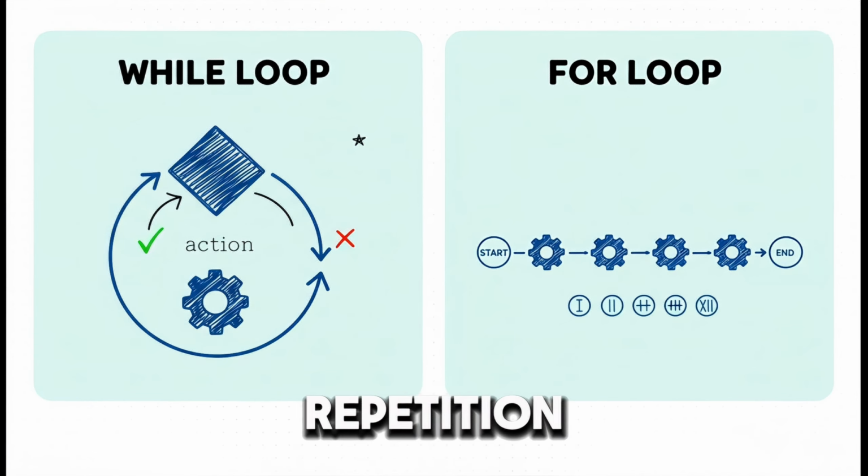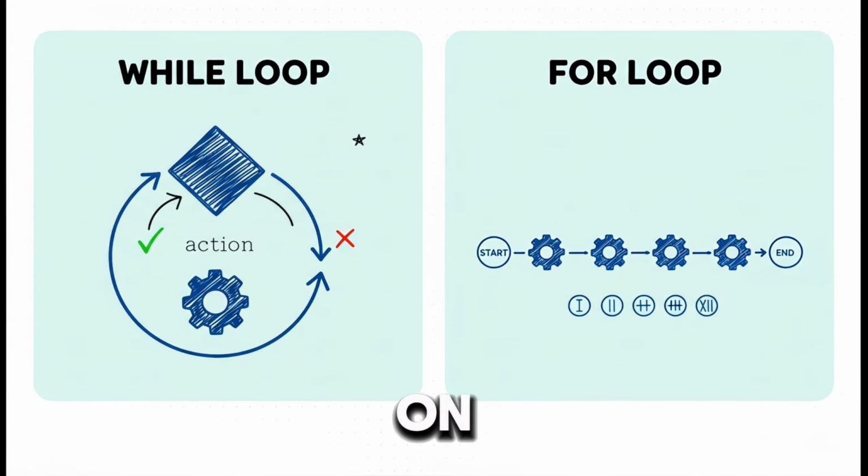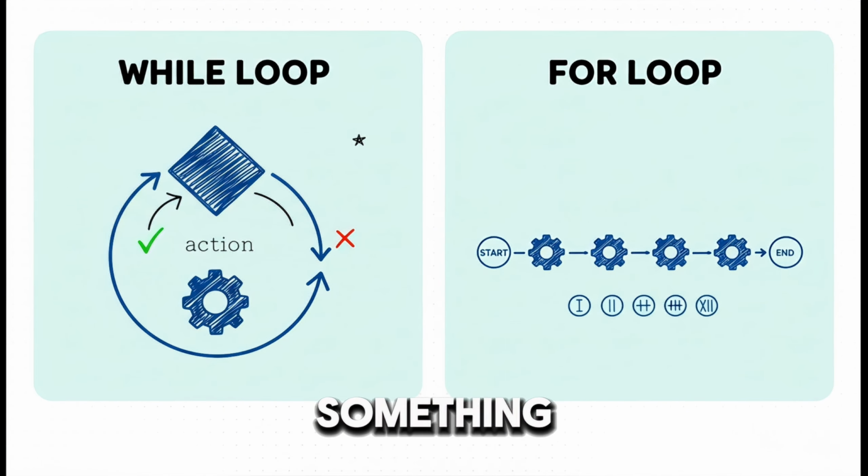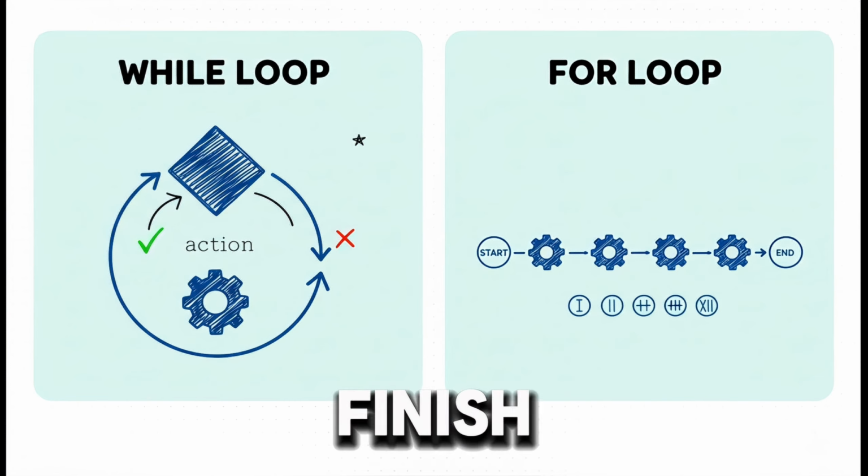Now for repetition, C actually gives you a few different tools. On the left, a while loop just keeps on going as long as some condition is true, but on the right, a for loop is your best friend when you know exactly how many times you want to do something. They're just different ways to get to the same finish line.